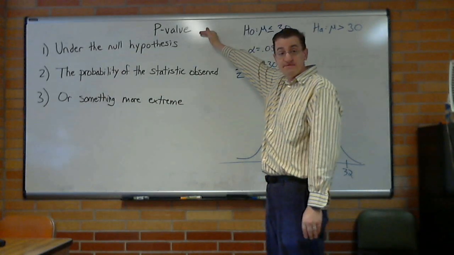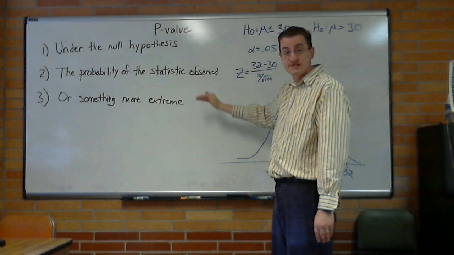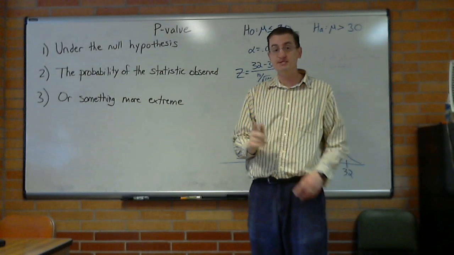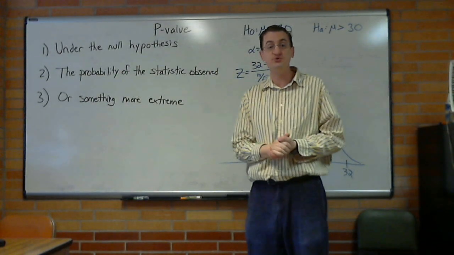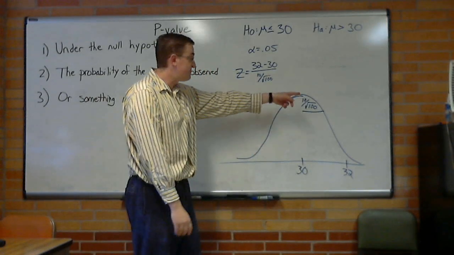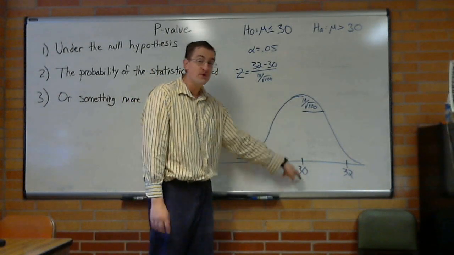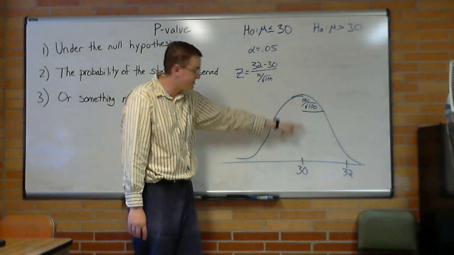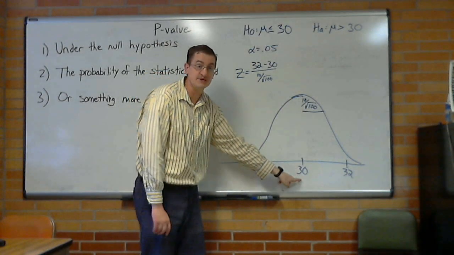So if we're going to do the definition of a p-value, there's three pieces to it. Number one says under the null hypothesis, assuming the null hypothesis is true. In other words, when I draw my picture, I'm going to draw it over whatever the null hypothesis said it would equal. Here it says that it would equal 30, so 30 is what goes here.